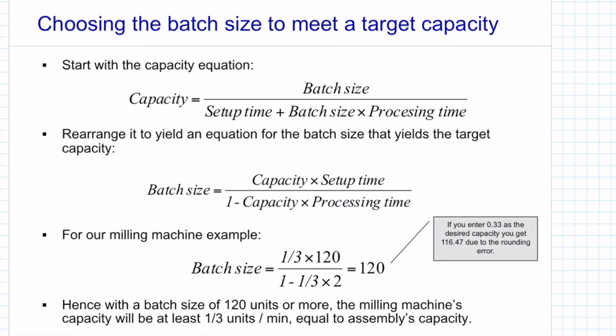To find the batch size, we can use this formula, and by solving for batch size we get this new formula. If we replace the values for capacity, which is 1/3, setup time, which is 2 hours or 120 minutes, and processing time, which is 2 minutes, we get a batch size of 120. This will ensure that the milling machine's capacity is equal to assembly capacity.